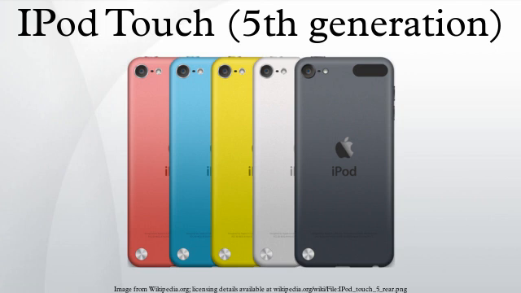Other changes to the iPod Touch include the addition of colors. It is available in 5 different colors: space gray, silver, pink, yellow, blue and product red. The space gray version comes with a black screen, while the rest of the color variants of the iPod come with a white screen. The 5th generation iPod Touch was initially released in 32 GB and 64 GB models.